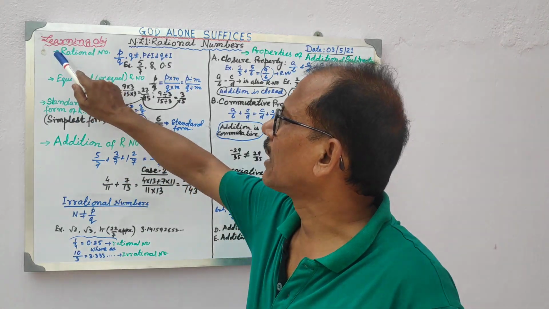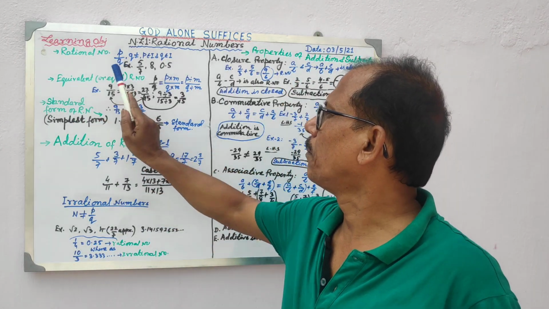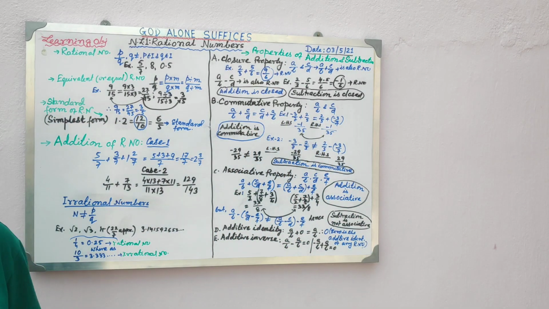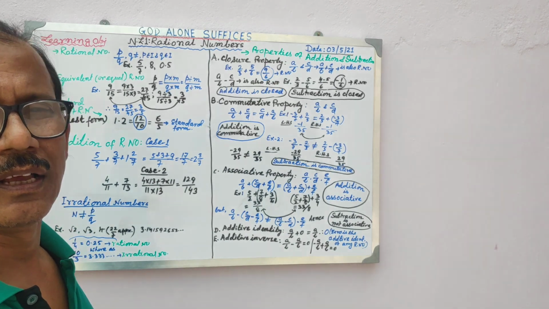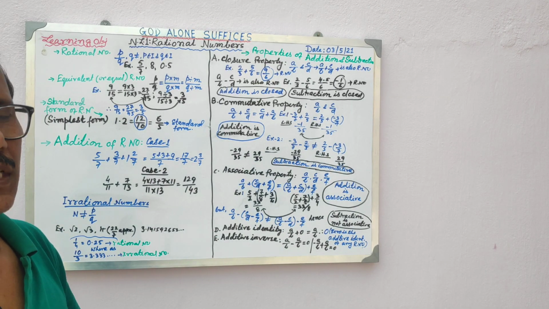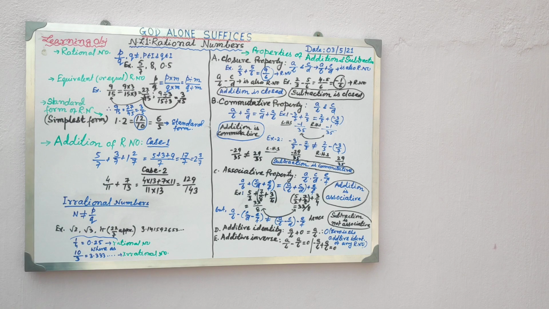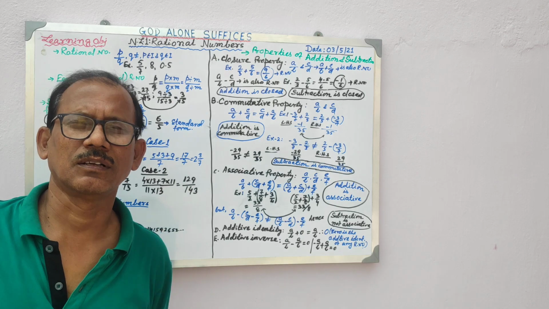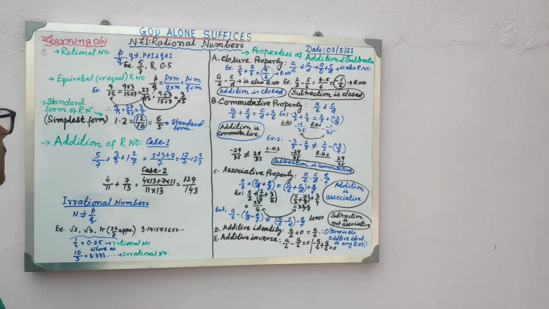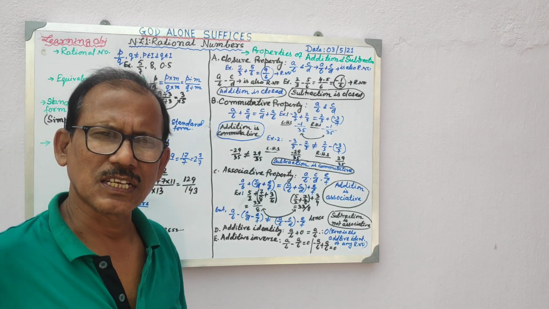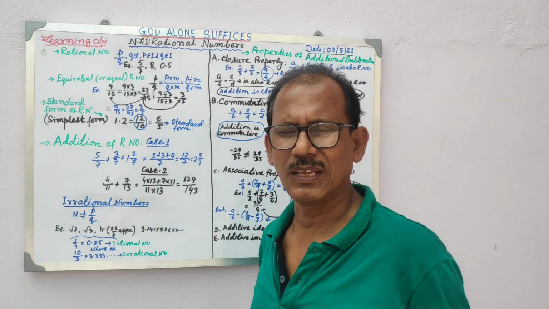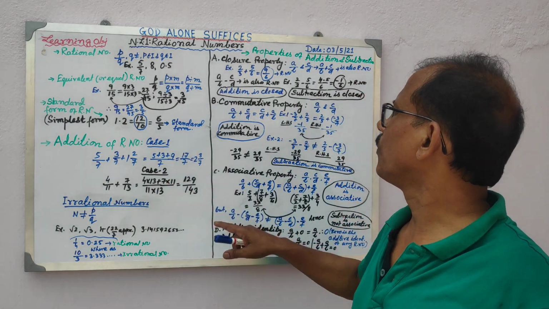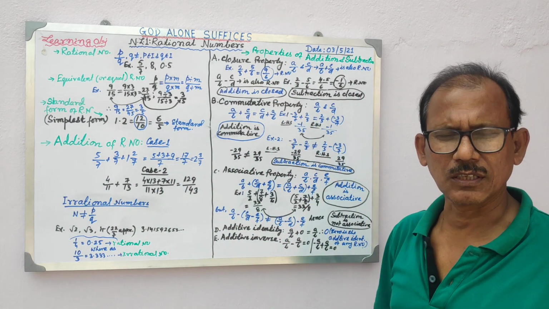Then the learning objective of this lesson will be rational number. Then equivalent or equal rational number. Equivalent rational number is also called equal rational number. The value of two rational numbers will be equal. Then we'll learn about the standard form of rational number, that is the simplest form, what you have learned in your previous standard as fraction, simplest form. Equivalent or equal rational number is just like the equivalent fractions. Now addition of rational number, then we'll learn about the properties of rational number. All these things we'll learn in detail.